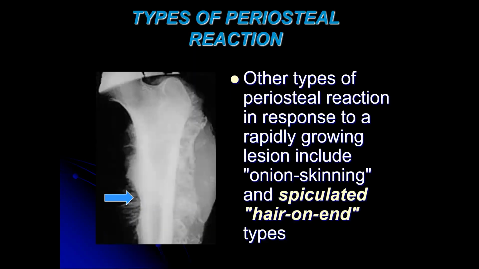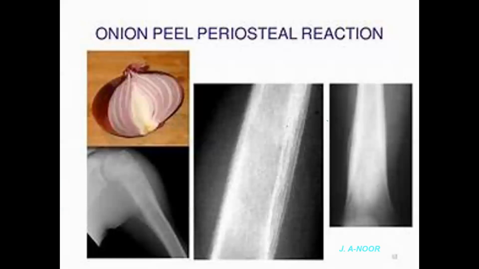This shows you a tumor. You see a sunburst appearance. The tumor is in the diaphysis. This patient had a Ewing sarcoma. This is another patient with an osteosarcoma. You can see that there is a sunburst appearance, and it's spiculated. And this is what we call hair-on-end type. In Ewing sarcoma, you see layers of periosteal reaction. It gives you the onion peel appearance.